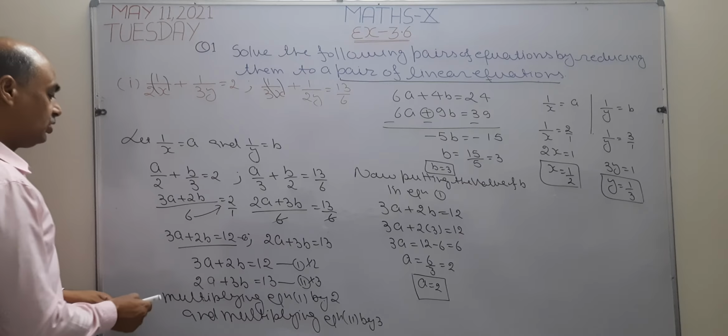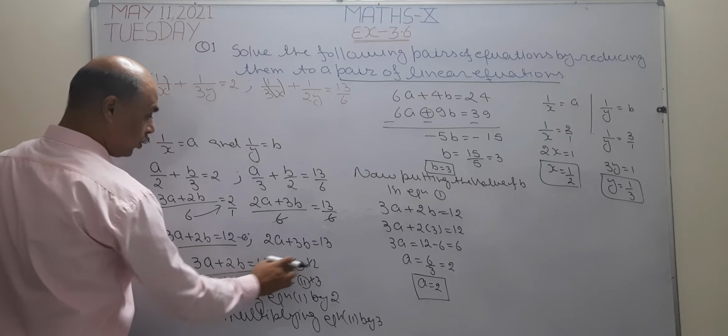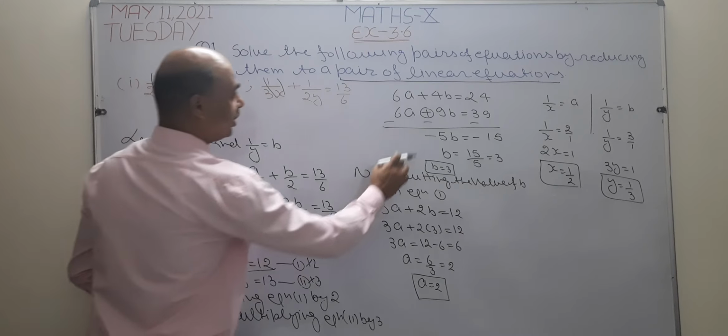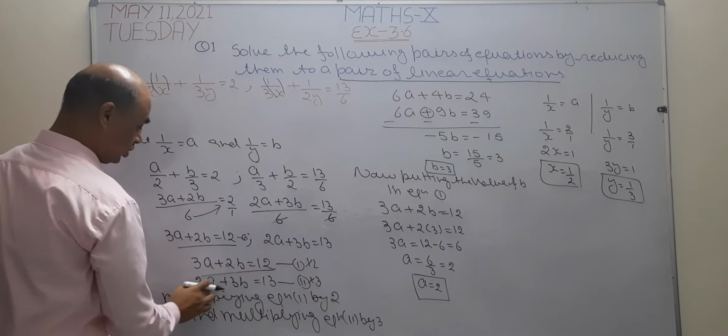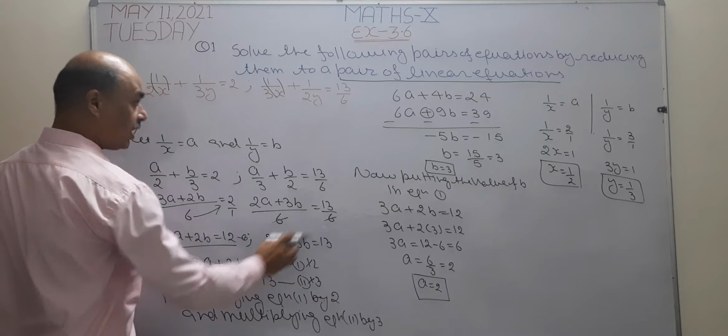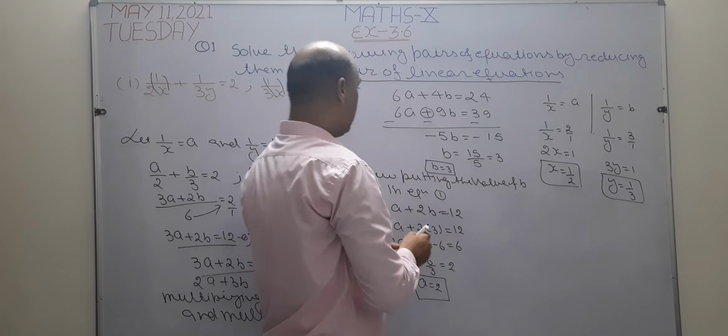So write down: multiplying equation number 1 by 2 and equation number 2 by 3. Now when I multiply this equation by 2, this becomes 2 3s are 6, 2 2s are 4 and 12 2s are 24. So write here. When I multiply this equation by 3, 3 2s are 6, 3 3s are 9 and 13 3s are 39.